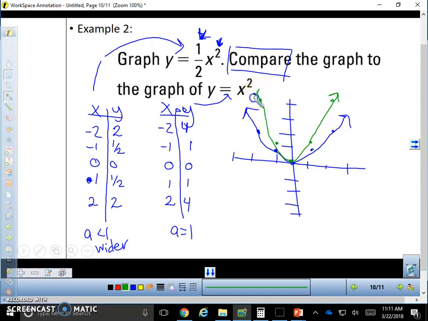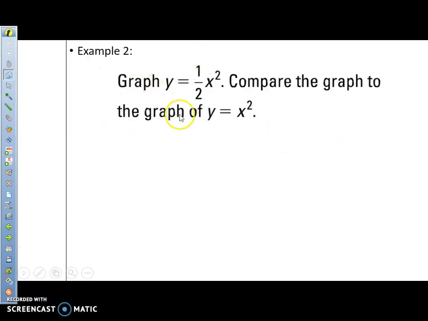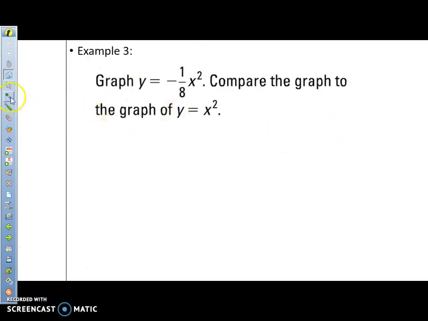Compare, how are they similar, how are they different? They're both a parabola, they both have a vertex at 0, 0. They're different because y equals 1/2 x squared is wider than y equals x squared. We call A, by the way, stretch factor. So the stretch factor makes it wider. Let's go ahead and look at our next example.